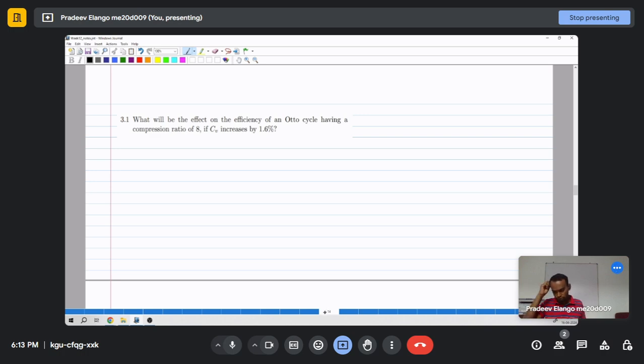Next one, what will be the effect on the efficiency of a motorcycle having a compression ratio of 8 if Cv increases by 1.6%? So efficiency of the motorcycle is 1 minus 1 by r power gamma minus 1. First we can substitute the known value. This is 8 power 0.4.